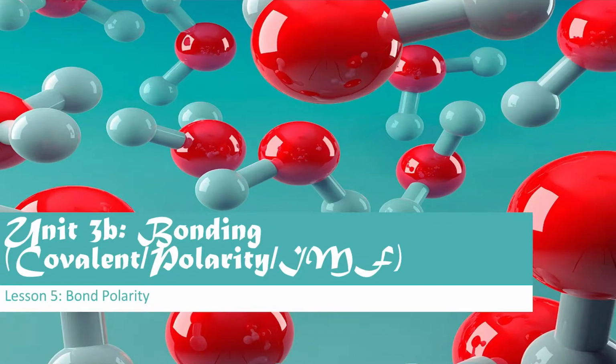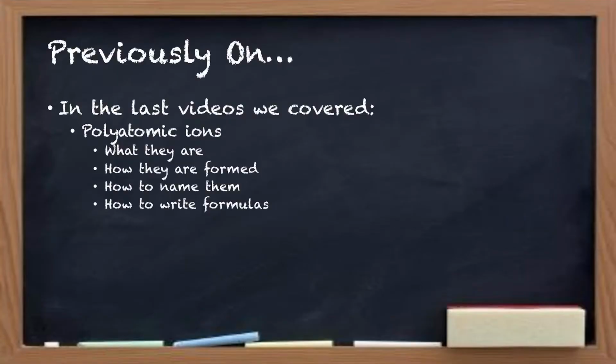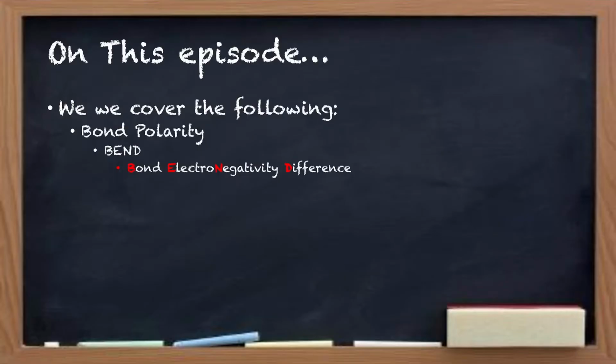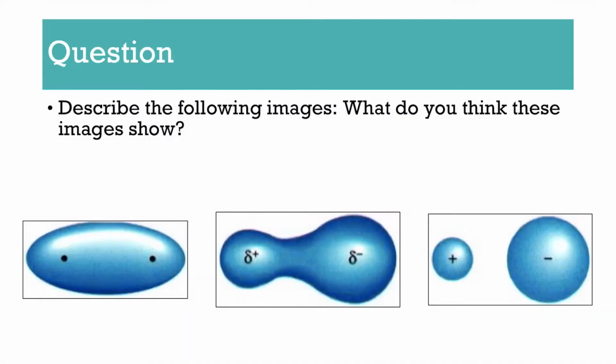Hey everybody, welcome back. This is lesson 5 in our unit 3B, and today's lesson is called bond polarity. Now, in the last video, we talked about polyatomic ions, what they were, how they're formed, how to name them, and how to write the formulas. And today we're going to spend some time going on to bond polarity. And so the abbreviation we like to use is BEND, and we'll get into what that means shortly.